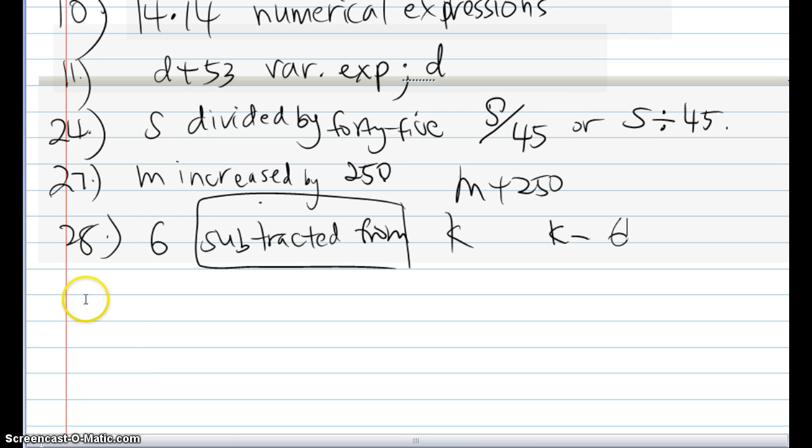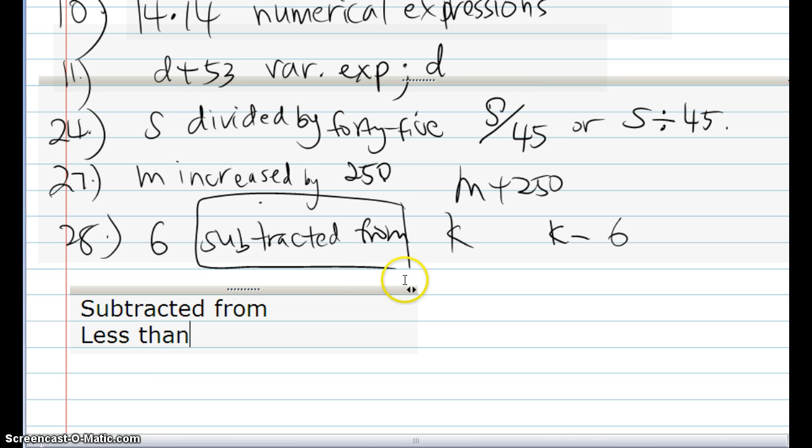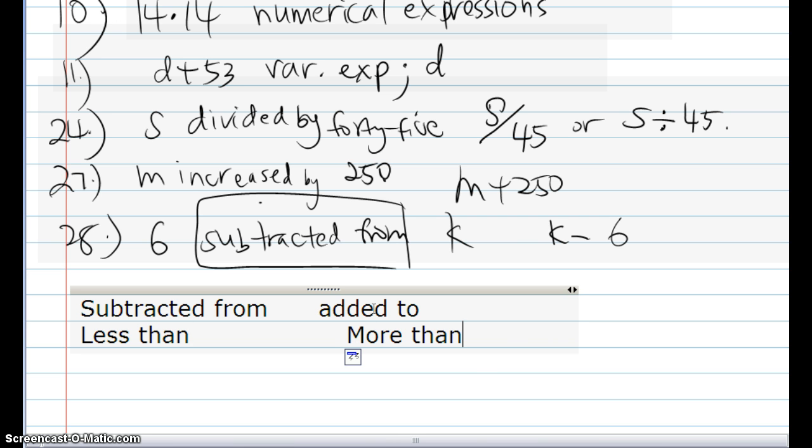So let me list for you here the backwards words that we need to remember. The backwards words will be increased by, subtracted from, less than. For addition, it would be more than. It would be added to, as well as more than. Those are some backwards words. So if you see those, you don't want to put whatever they give you first, but you want to flip them.